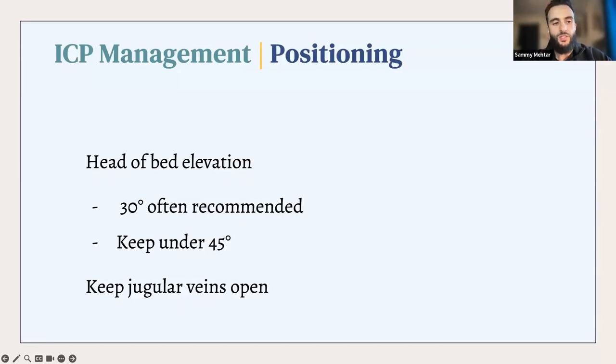Generally the teaching is that everybody agrees the head of the bed should be kept under 45 degrees. You don't want to sit the patient upright. Most people keep the head of the bed about 30 degrees.